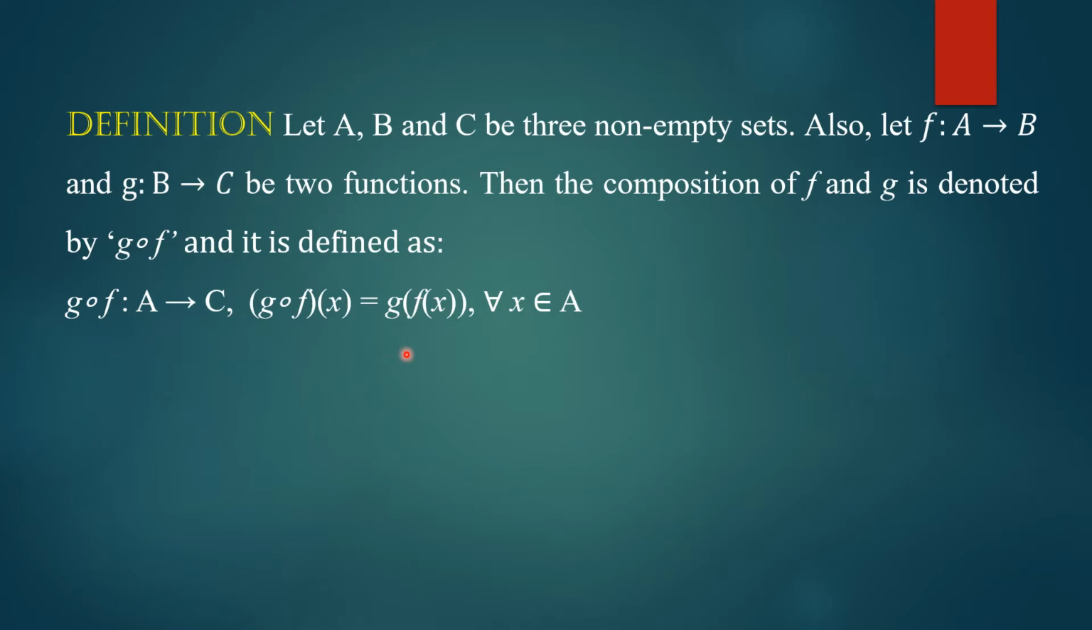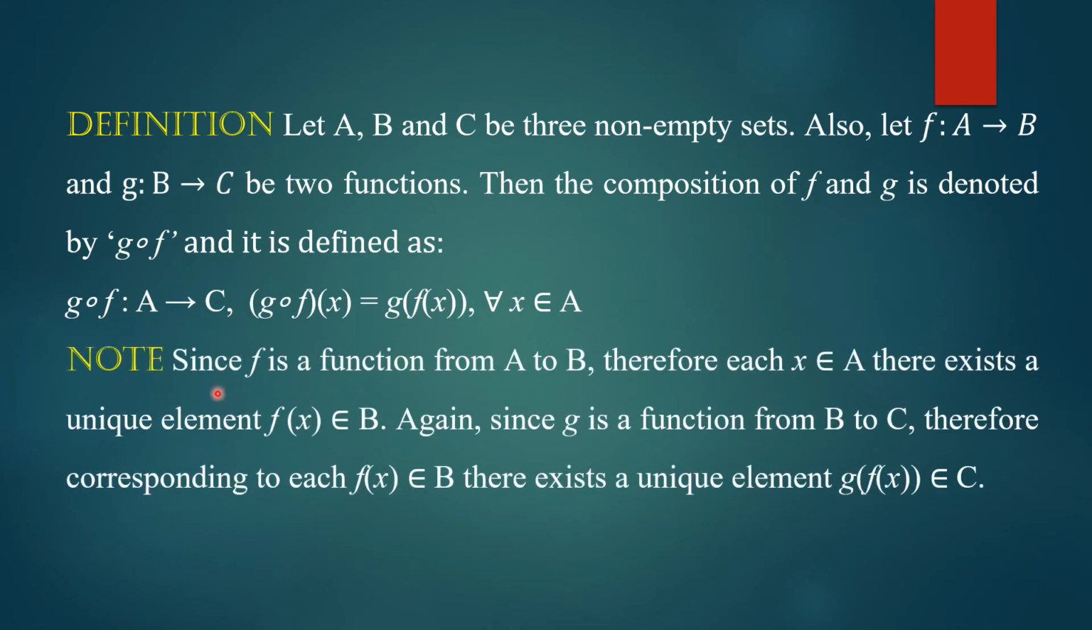You see one note here. Since f is a function from A to B, therefore for all the elements in A, there is a unique element in B. For x, the element is f(x). So there exists a unique element f(x) in B, and again g is a function from B to C.